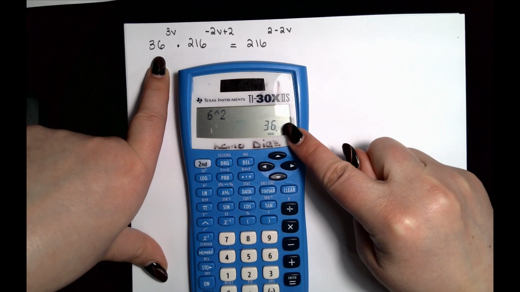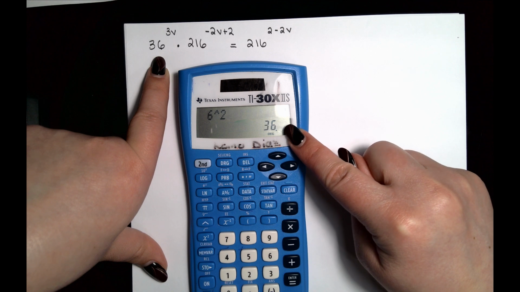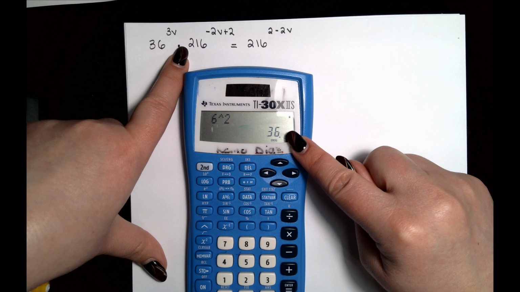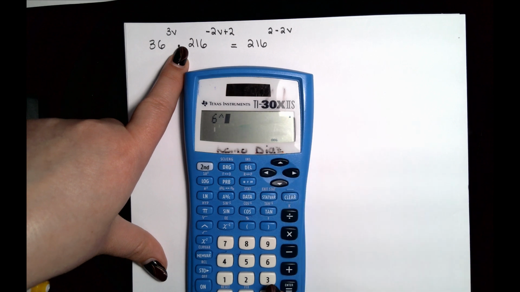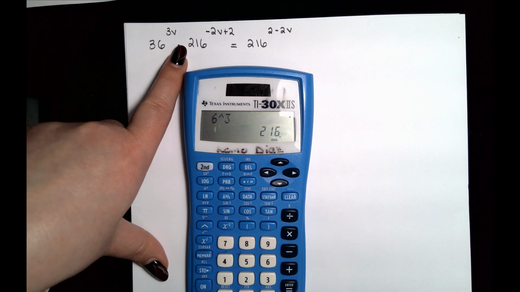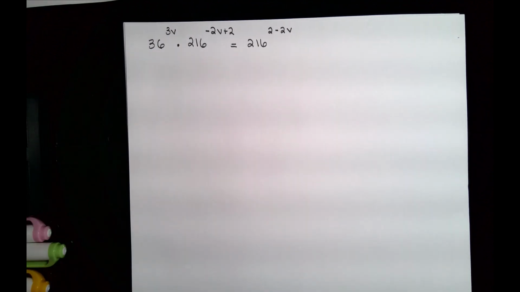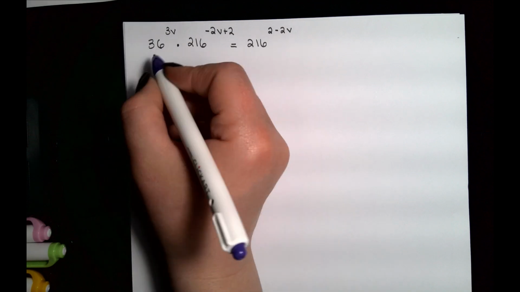Finally, I got a 36, but that's not all I need. I still need to change 216. So if I can get 216 from a base of 6, then we're solid. Perfect. Wonderful. So finally, we got our base of 6. So here's what we do at a level 4.